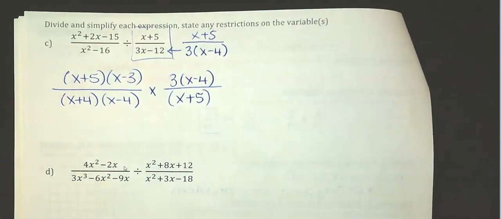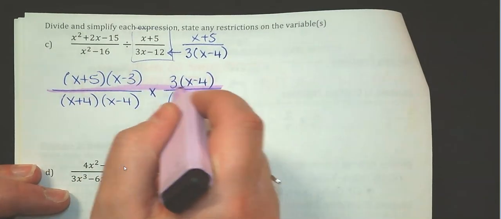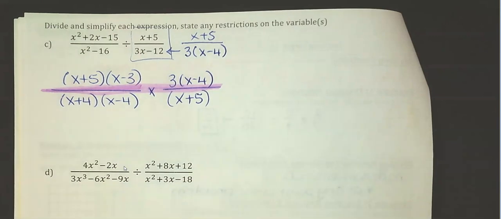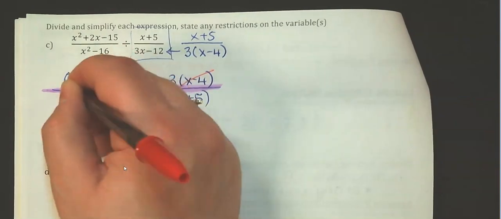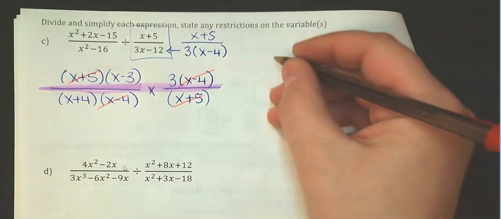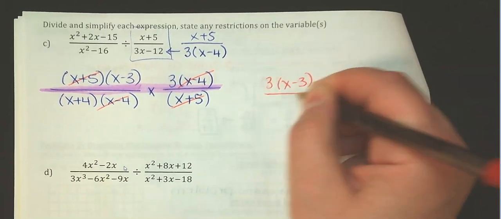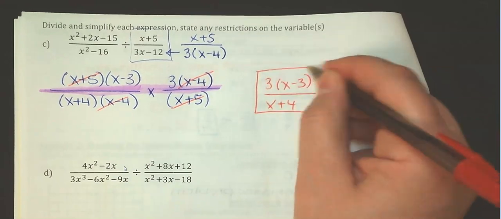All right, now, once we've got that, this is just all being multiplied. No common denominator needed. Just if anything matches up, we're going to cross it out. So I've got x minus 4, x minus 4, x plus 5, x plus 5. On the top, I've got a 3 and an x minus 3. And then on the bottom, I've got an x plus 4. Nothing else is going to cancel out there.